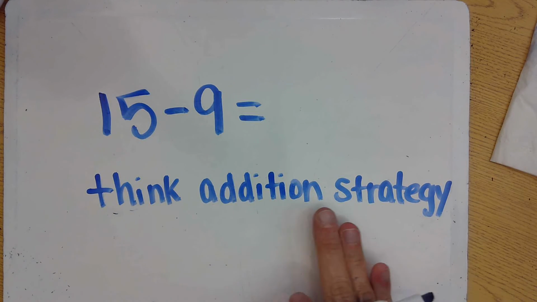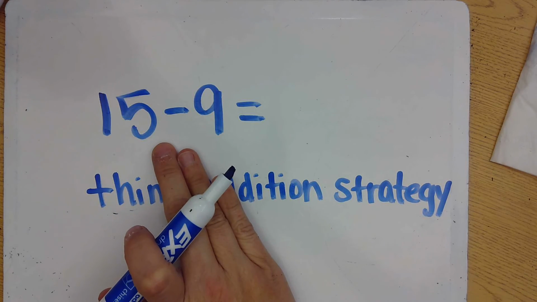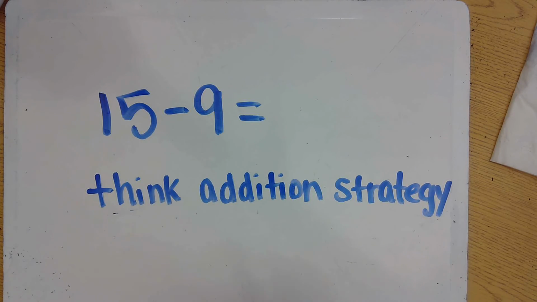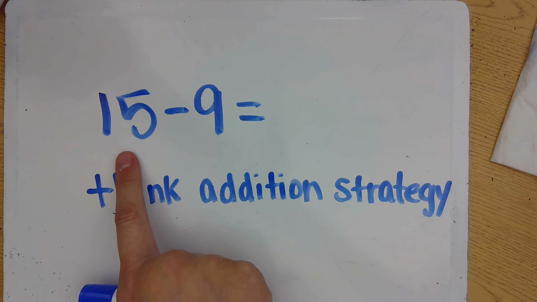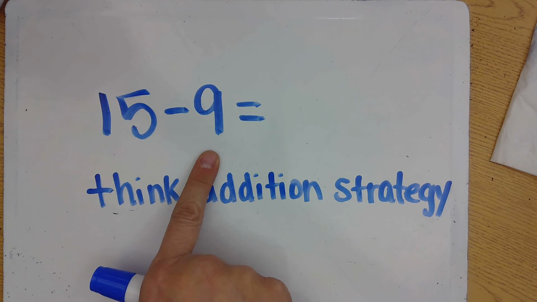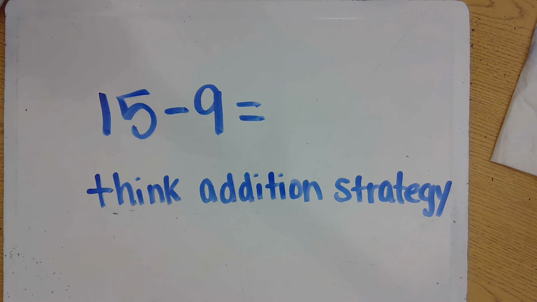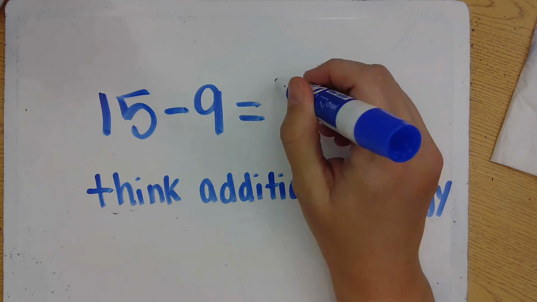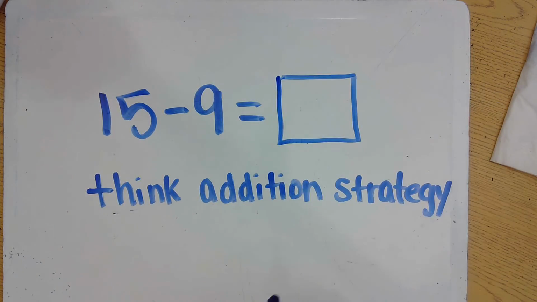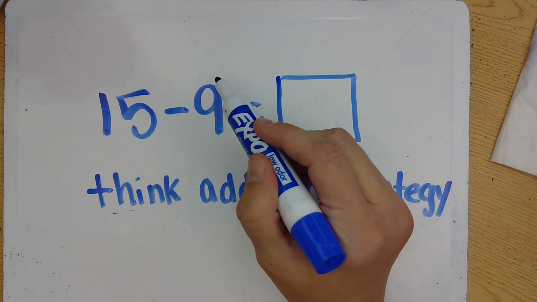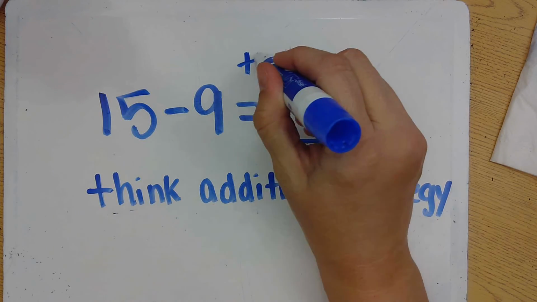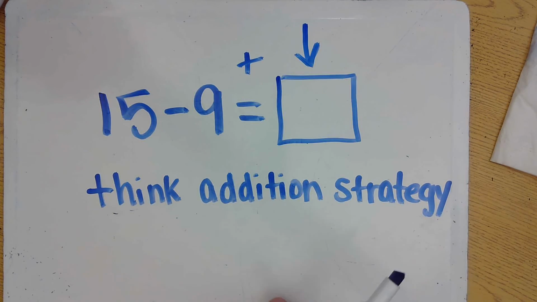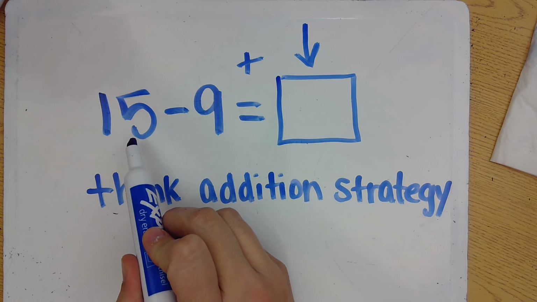This is called the think addition strategy. Even though this problem is telling me to subtract, I am going to use the think addition strategy to help me solve this problem. Now, when I look at 15 minus 9, that seems a little bit hard to me. So what I'm going to do is think about this missing answer right here. I know that 9 plus this missing answer right here should equal 15.